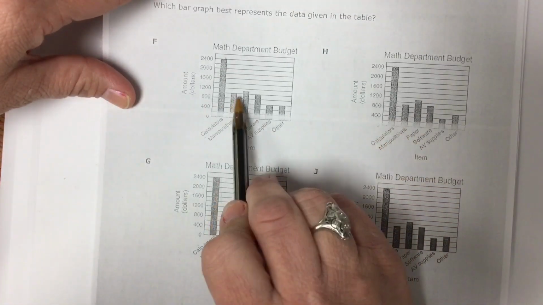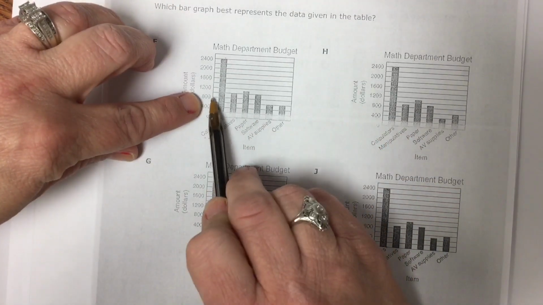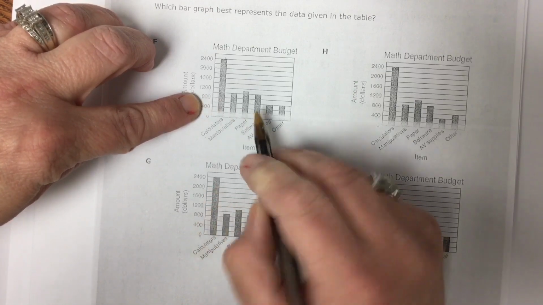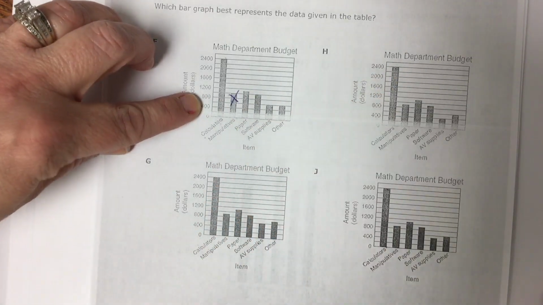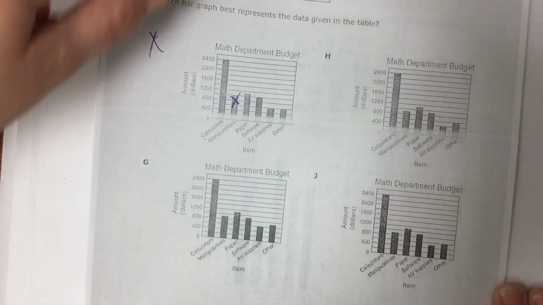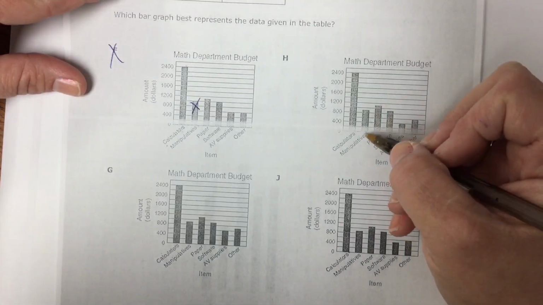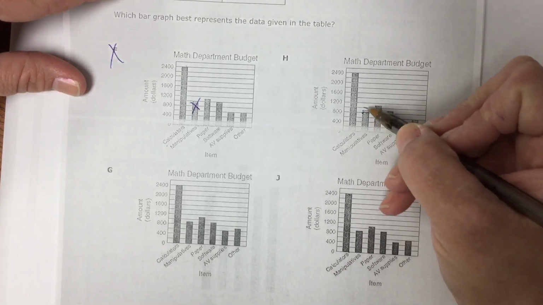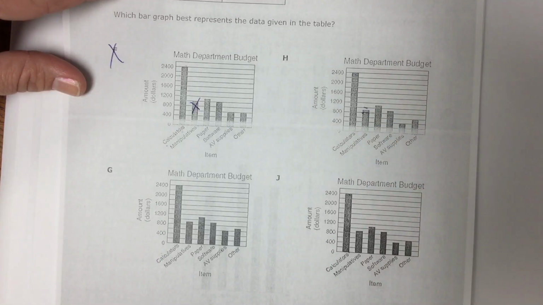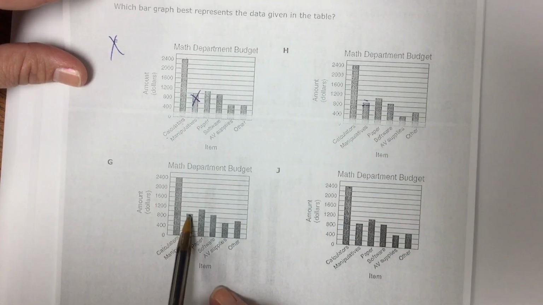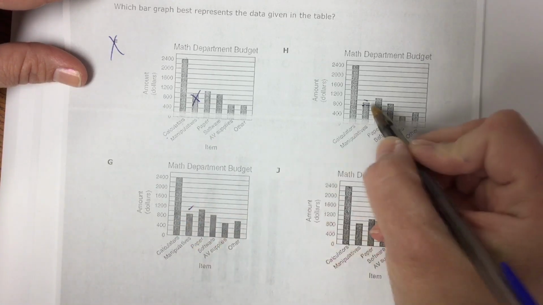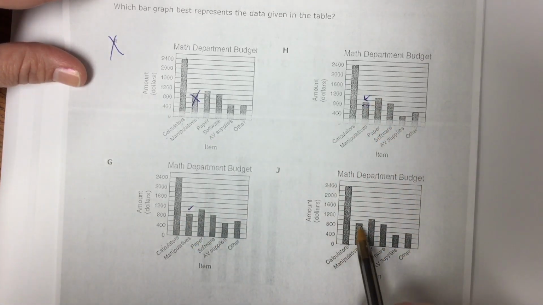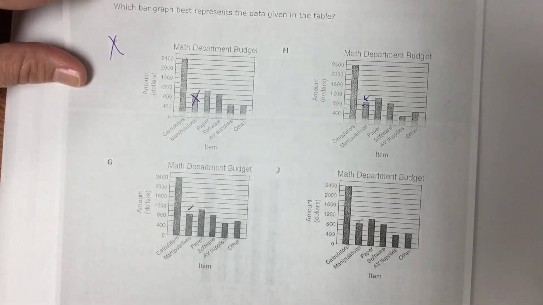Manipulatives, 900. So if this is 8 and that's 12, this right here would be 10, right? So that means this one's now out. So it can't be F. Manipulatives are 900. So there's 800 and this is 1,000. So between 8 and 1,000 is 900. So that one's good. Manipulatives are between 8 and 10, so that one's still good.